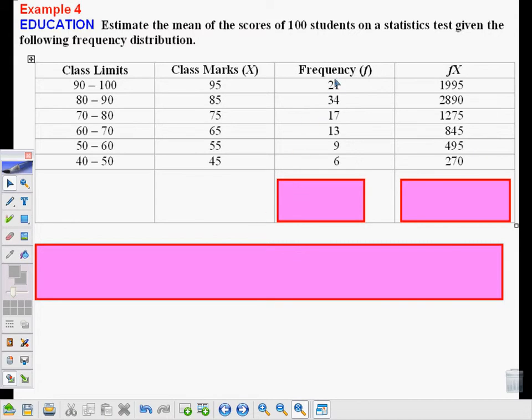So what we're going to do is add up how many values I've got all together. So those are all these frequencies added together.